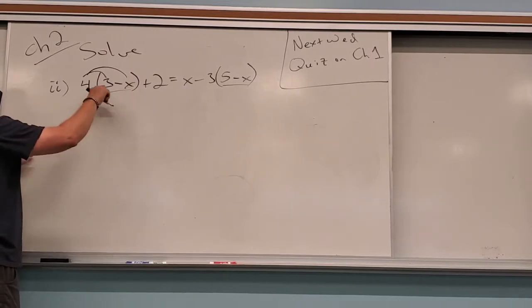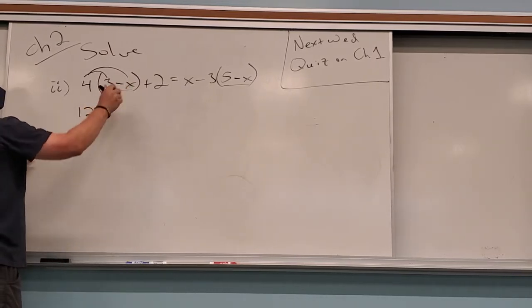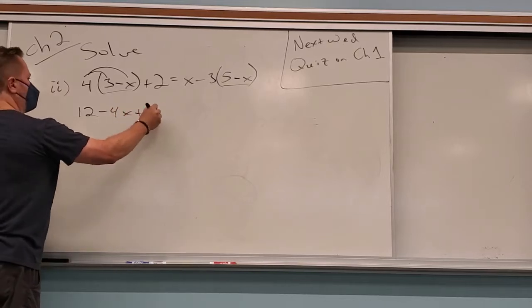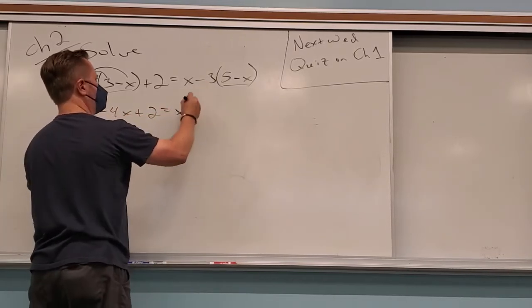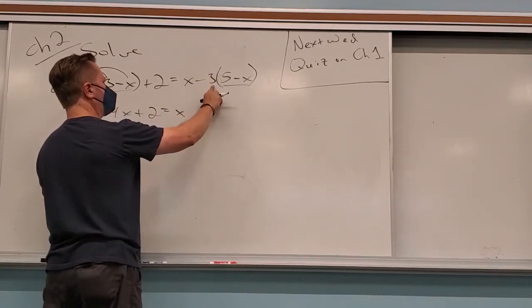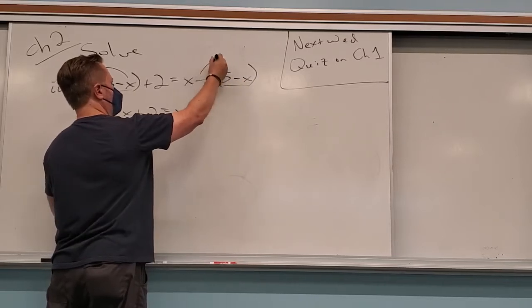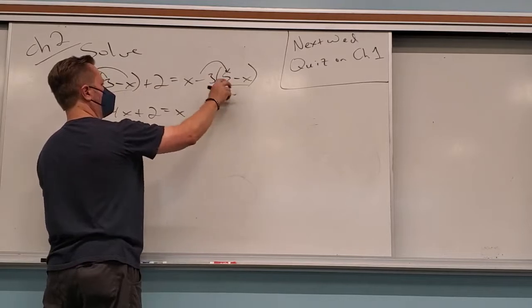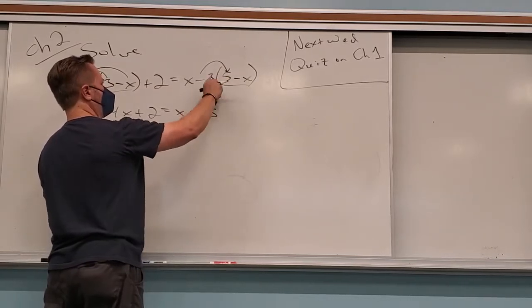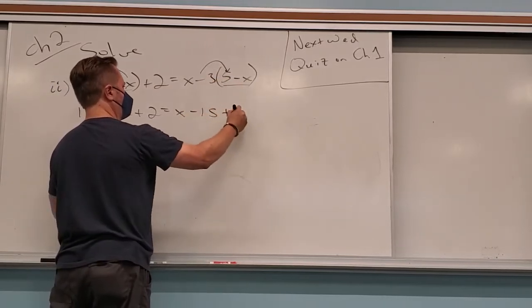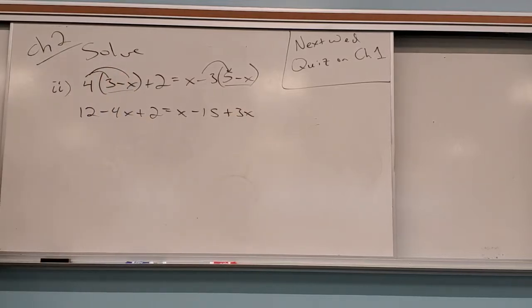12 minus 4x. 12 minus 4x. And somebody else help me out with this one. And what you got to be careful here. What's actually going through? Negative 3. Negative 15, positive 3x. Negative 15, I love it. And then negative 3 times negative x is plus 3x. Kick ass.